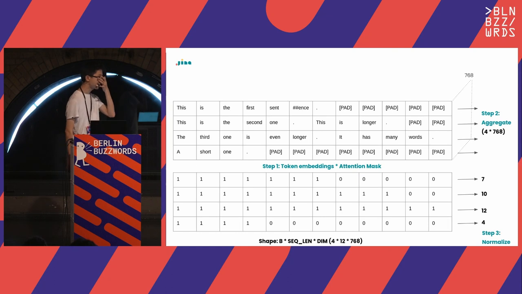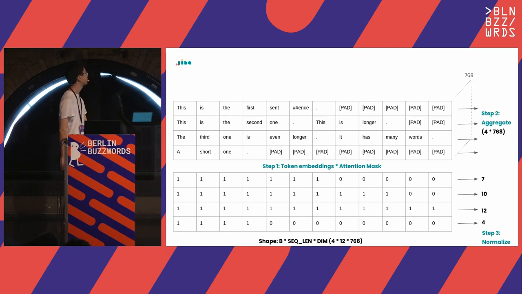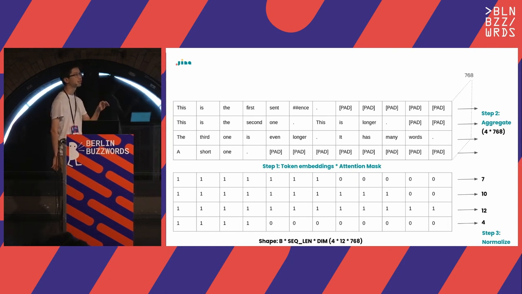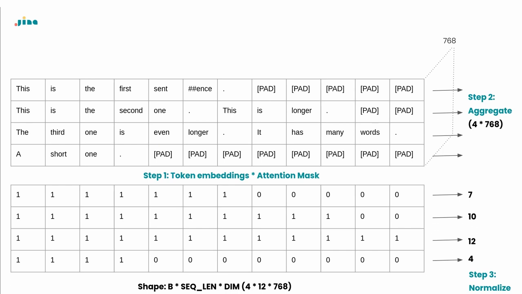But for the text case, it's a little bit tricky. Here, I'm demonstrating sentence embeddings. You see two tables. The upper table shows a batch of sentences with different lengths. First of all, we pad these sentences to the same length. You'll see there are a lot of pad tokens after some words, but the third sentence has the maximum length, which is 12.